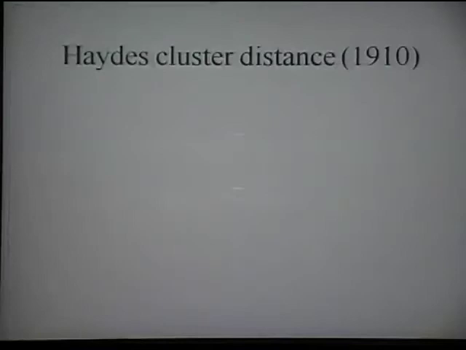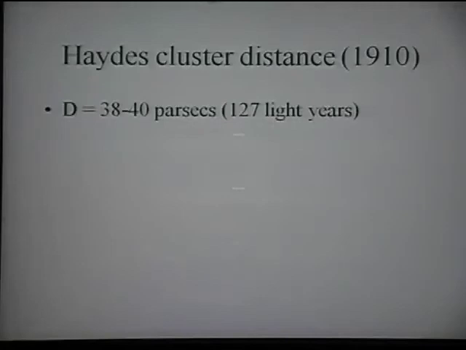So the Hyades cluster distance was first measured in 1910. That distance was found to be about 40 parsecs, which is about 127 light years. Astronomers talk in parsecs. You may think in neither unit, but you may have heard of light years more than parsecs. But the distance is about 127 light years to the Hyades cluster.